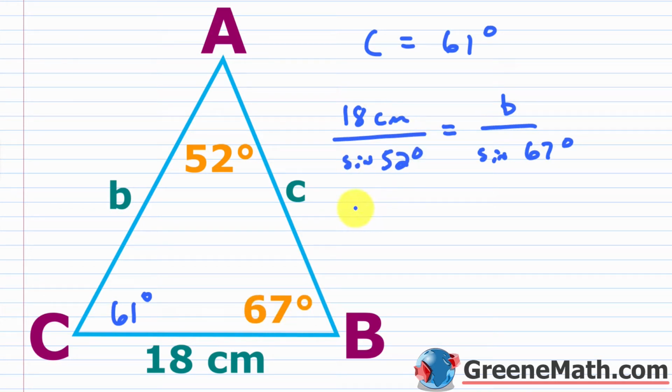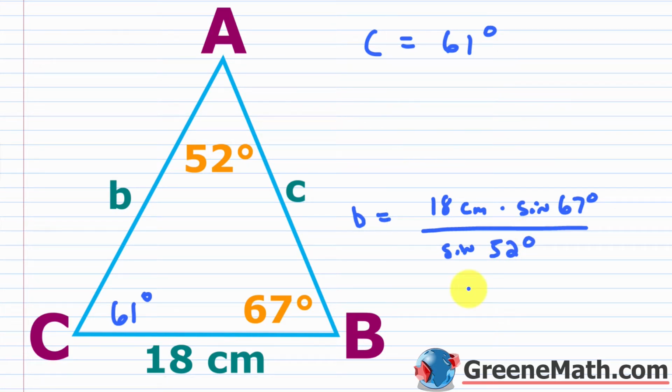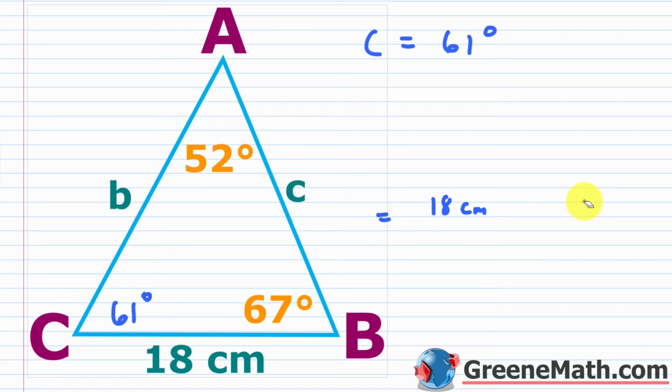So let's say B is equal to 18 centimeters times the sine of 67 degrees over the sine of 52 degrees. Let me erase this. I get about 21.0265. Let's round this to the nearest tenth, so that's going to give us about 21. Let me erase this, and I'll say that this is approximately 21.